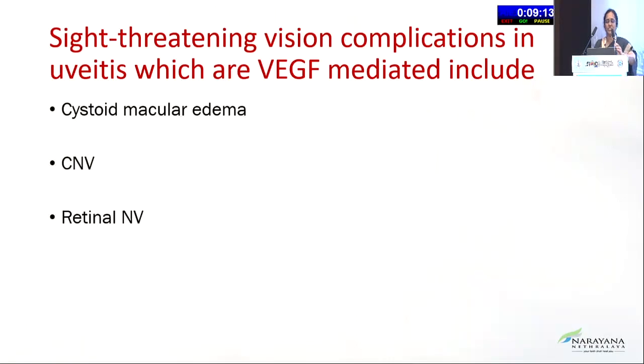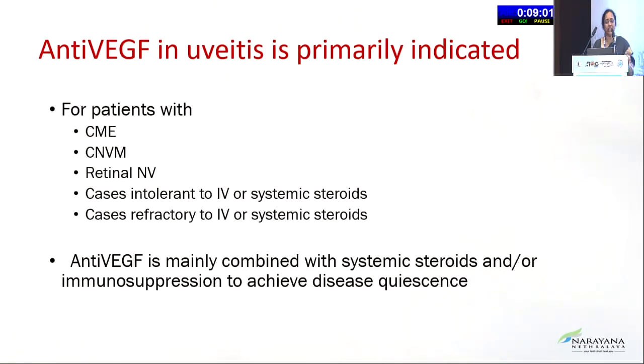The sight-threatening complications in uveitis which are VEGF-mediated include cystoid macular edema, choroidal neovascularizations, and retinal neovascularization. Anti-VEGF in uveitis is primarily indicated if the patients have macular edema, choroidal neovascular membrane, retinal neovascular membranes, and in cases intolerant to systemic steroids or refractory to therapy. Anti-VEGF agents are combined with systemic steroids or immunosuppressive agents to achieve disease quiescence in uveitic eyes.